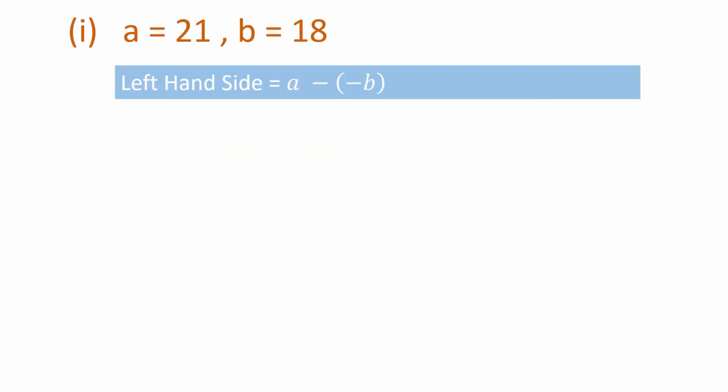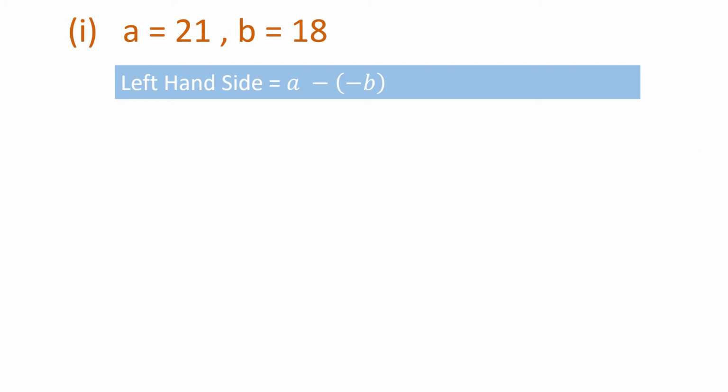Now let's look at the first question. We have A as 21 and B as 18, right? So first let's take the left hand side. The left hand side is A minus B. A has a value given in the question, so we will substitute that value. B has a value given in the question, which is 18. Substitute means to put in place of, right? So in place of B, I'll write 18, and in place of A, I'll write 21, because A is equal to 21 as given in the question.